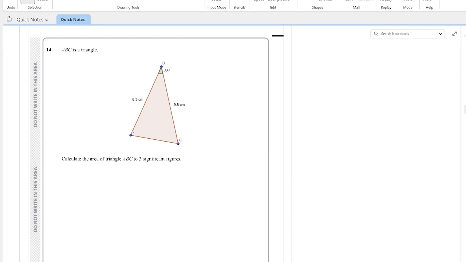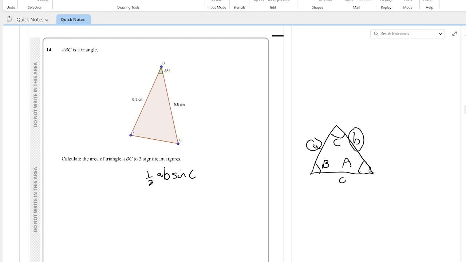In order to find the area of a triangle, we have the formula half ab sine C. Now what does this mean? Well, in a triangle, you have these sides a, b, c, and the opposite angles A, B, C. And so, the area is a times b times the sine of the angle in the middle, and then you halve it.